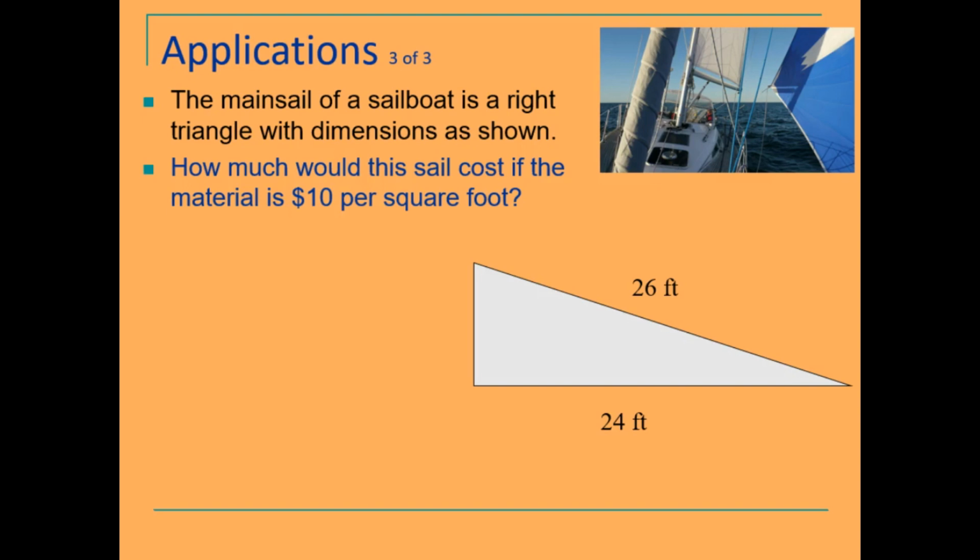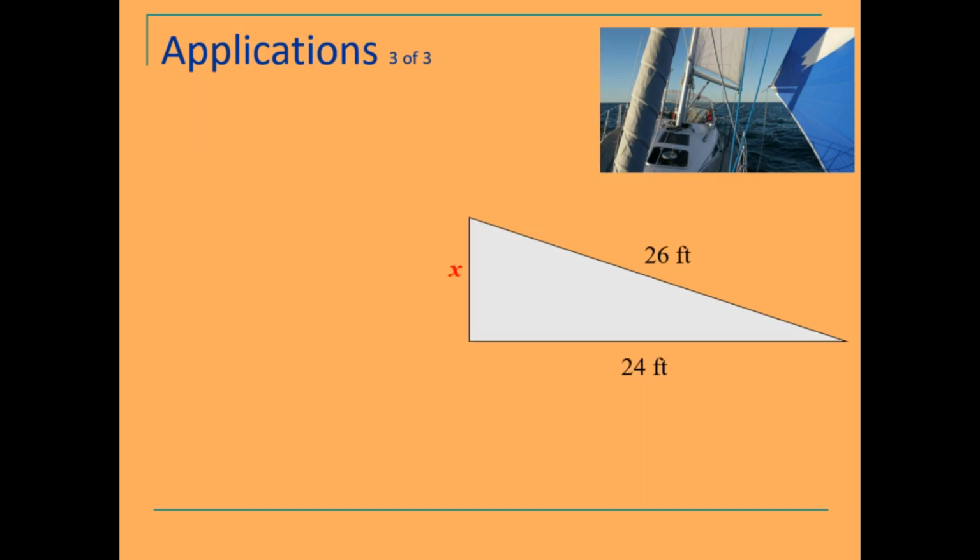Square foot is an indication of area, and we just saw in the last screen that area is found by taking 1/2 the base, which we have, times the height, which we're missing. Because we have a right triangle, though, we can use the Pythagorean theorem to solve for the missing leg, since we do know the hypotenuse and one leg.